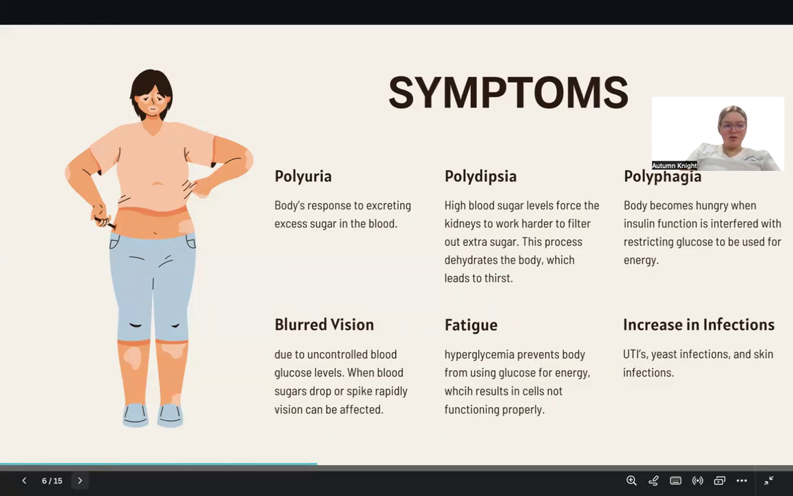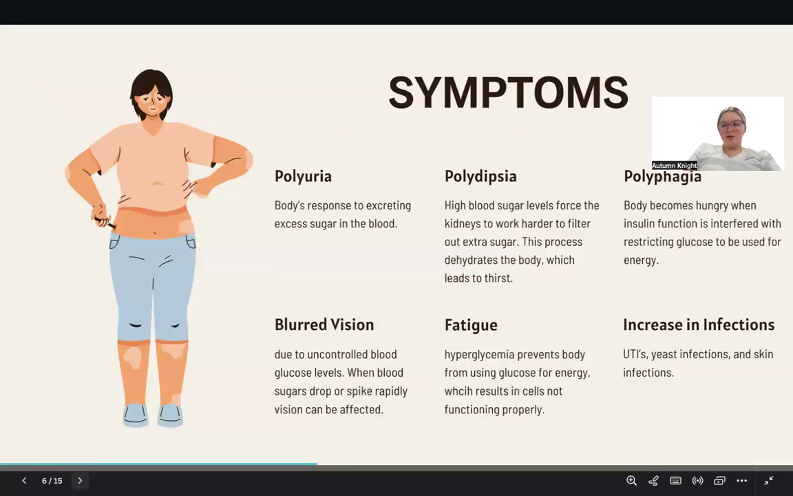Polydipsia is also known as excess thirst. It's a common symptom of diabetes, and it occurs because high blood glucose levels draw fluid from your tissues. And as your kidneys work to filter and remove this excess glucose through the urine, your body loses significant amounts of fluid, and the fluid loss triggers your thirst mechanism, leading to an intense, excessive thirst.